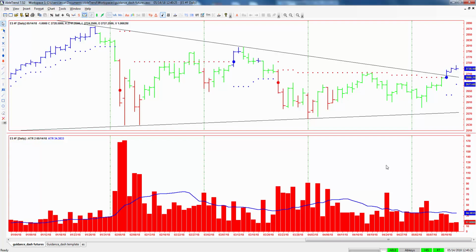Hopefully we will see that move develop this week, and we'll report back during the week to discuss what happens.